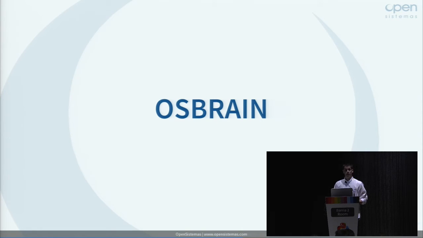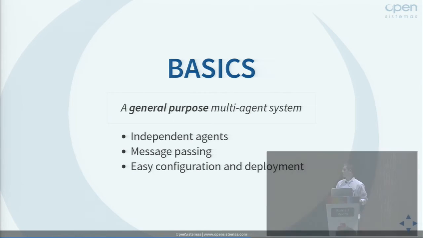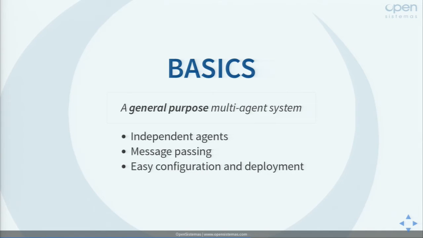So I have explained a little bit on how we have implemented the graphical user interface, but I haven't explained how we implemented OS Markets or this multi-agent system. So this is OS Brain, okay, and it's a general purpose multi-agent system written in Python. This general purpose multi-agent system implements independent agents that run and communicate with each other using message passing. And in particular, with OS Brain, we were able to provide an easy configuration and deployment method. And we'll see later how we did this.